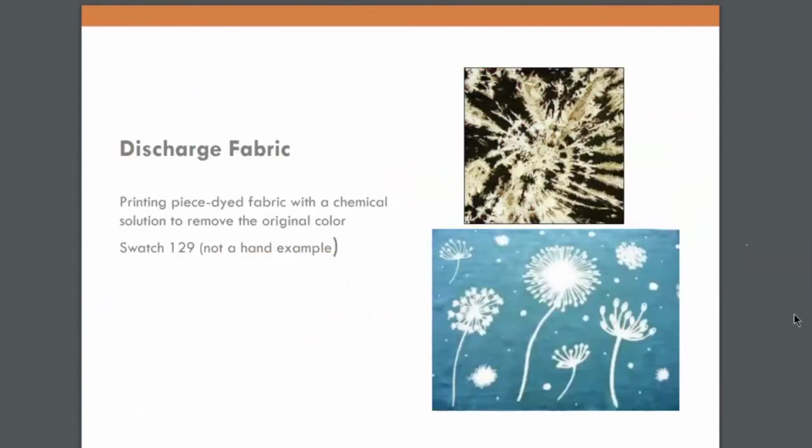Okay, other ways to dye and to add a pattern or a print, and that is by using something called a discharge fabric. So taking a printing piece, it's almost the opposite of resist dye. So in discharge fabric, we're taking a chemical or solution like bleach and we're removing the color. We're pulling out the color.